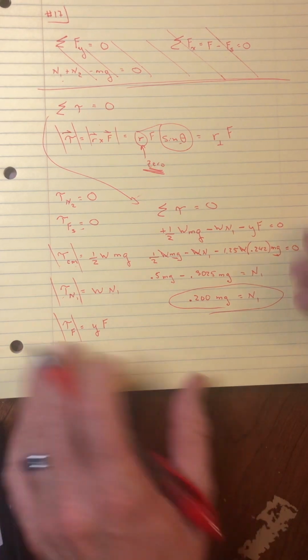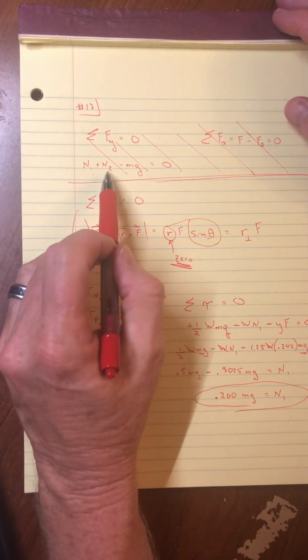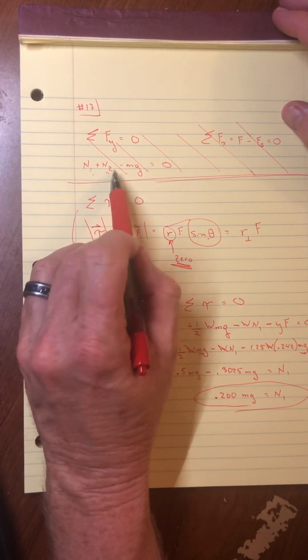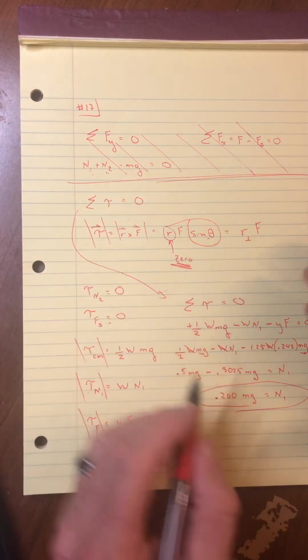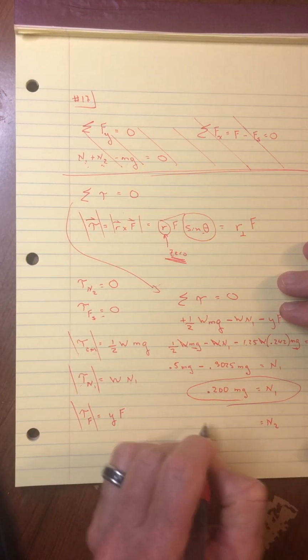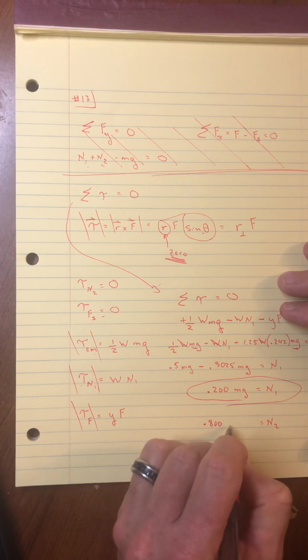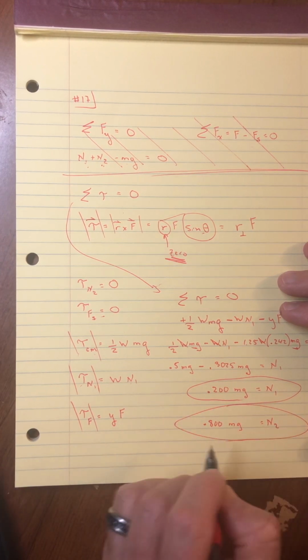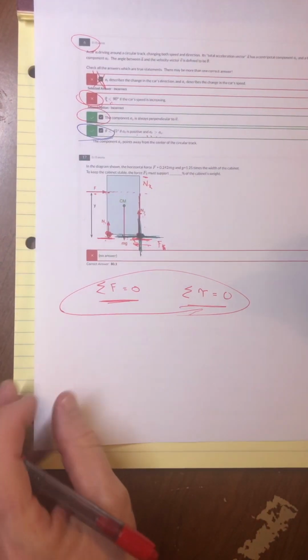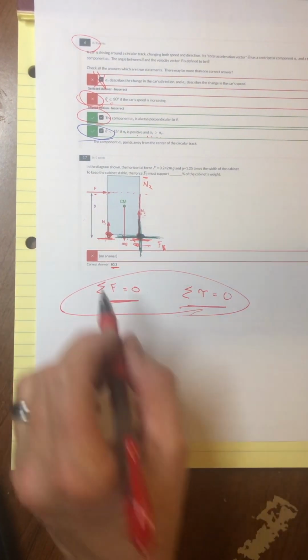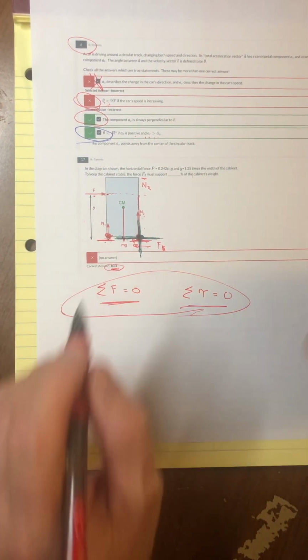Okay, so that's N1. Now remember, back here, the two of them have to add to 1 mg. So that means N2 has to be 80% of an mg. And that is the answer, 80%, or they got 80.3%.